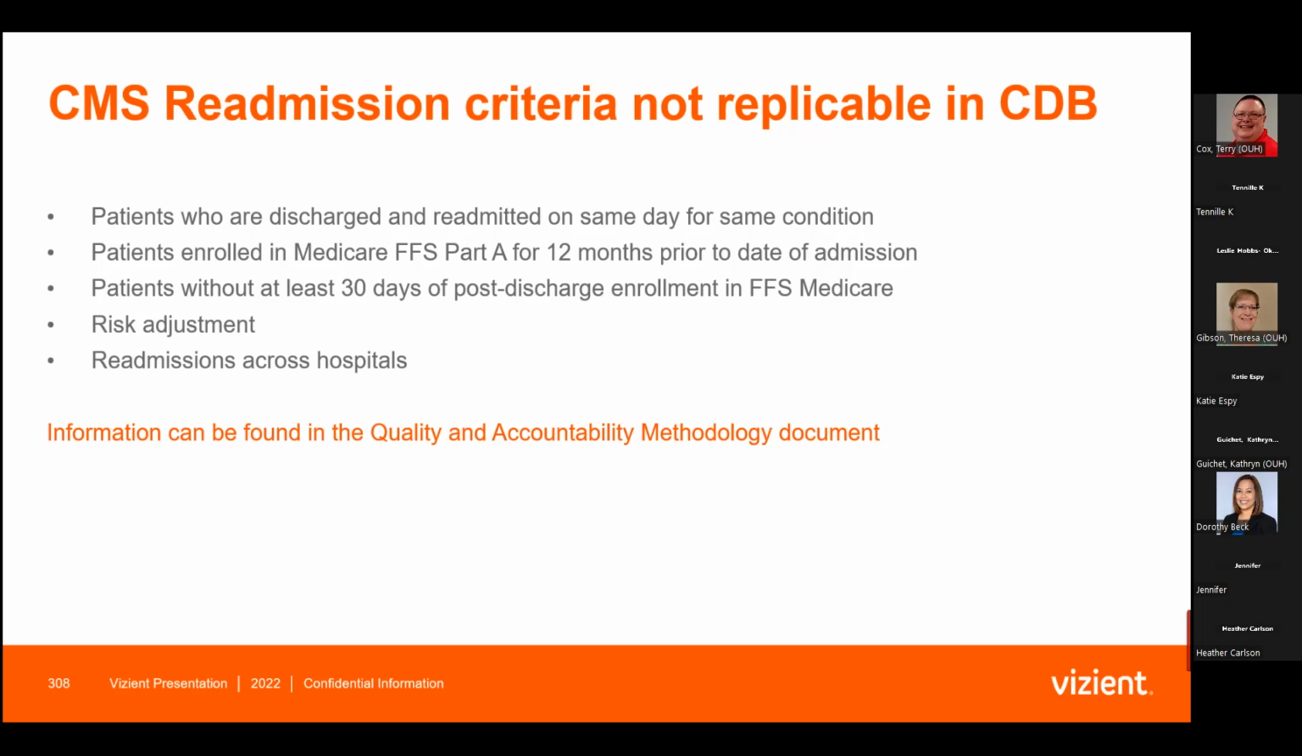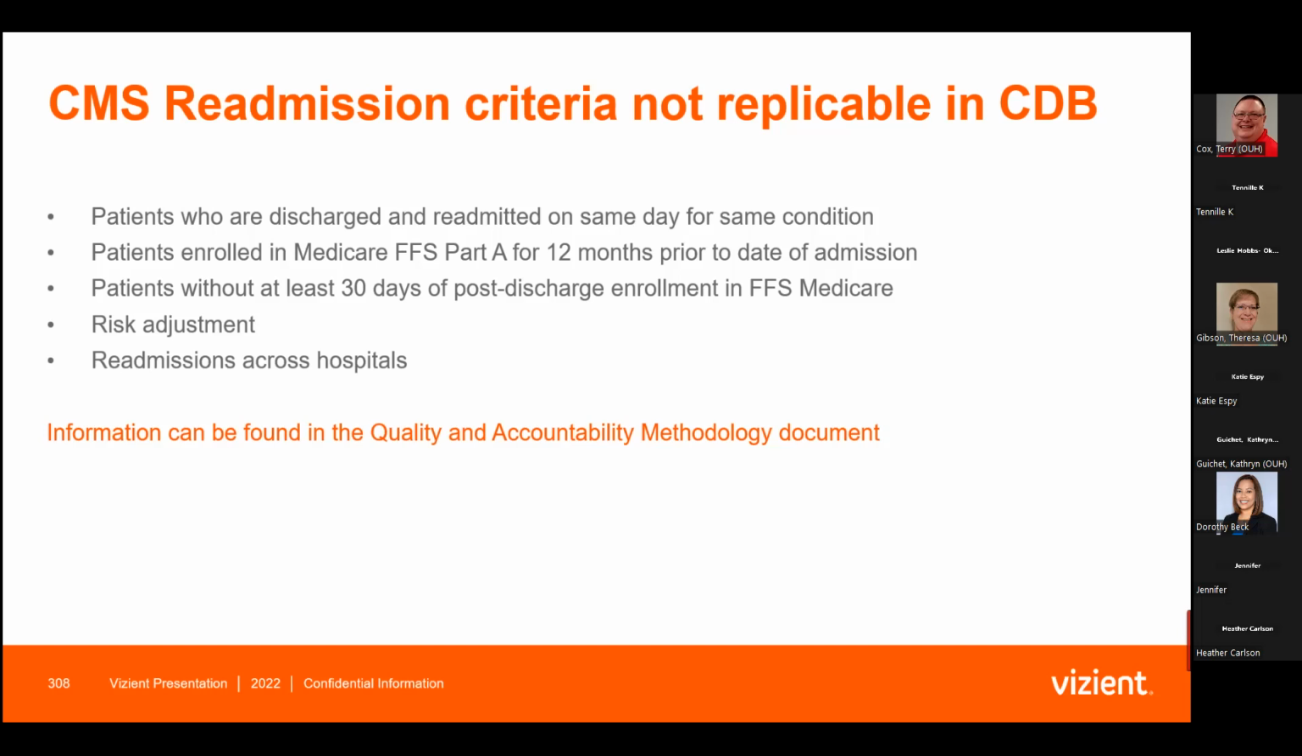So Vizient gets payer data, right? We know from an encounter what the payer type was, but we have no way of knowing in that data submission how long they had that coverage. CMS knows how long the beneficiary had the coverage. So there are criteria that if they were only Part A in the first 12 months prior to the admission, but Vizient data has no way of knowing that. We just know that it was a payer type of Medicare. Okay. And then again, without at least 30 days post. So anything with a time constraint around payer type, Vizient can't capture that.